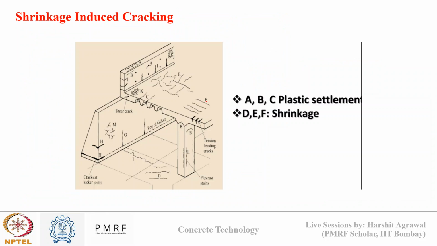And finally, how shrinkage affects concrete, we can see from this diagram. There can be multiple types of cracking that can occur. Mainly the cracking due to shrinkage consists of minor cracks, and you can see here in locations D, E, and F some minor cracking observed due to moisture loss in concrete. These are primarily due to the shrinkage in concrete.